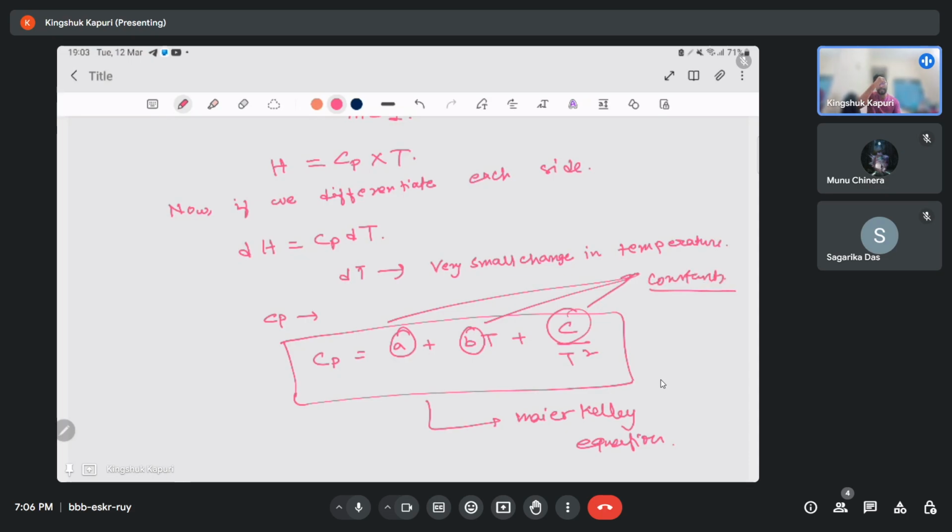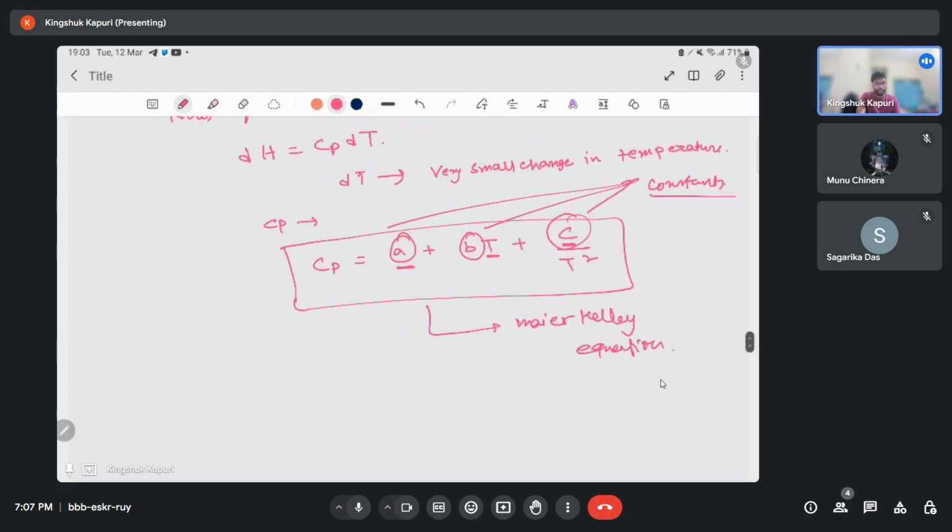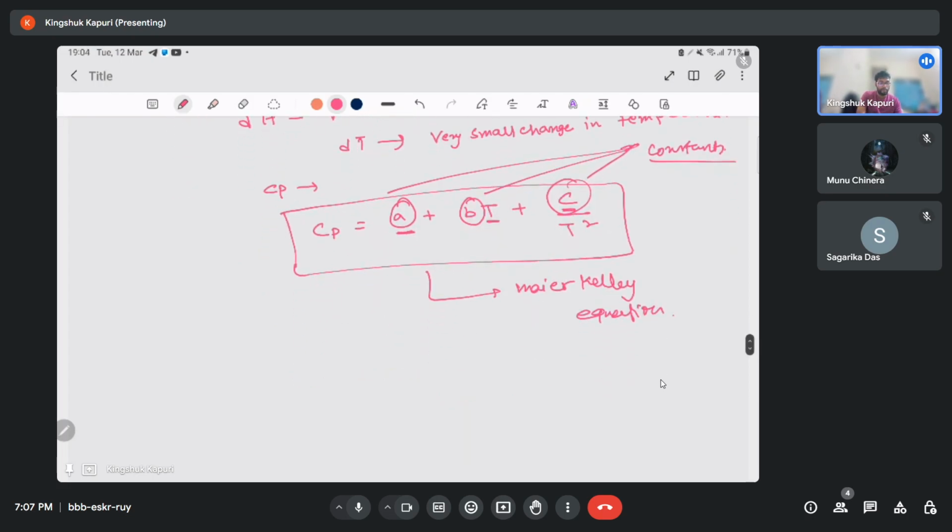If you see the specific heat equation from Mayer-Kelly, with A there is no temperature variable, with B there is a single temperature variable, and with C there is a temperature variable of 1 by T square. So it is a very simple equation given by Mayer-Kelly. Now we can incorporate this in the second law of thermodynamics. We already know from the previous equation that dq equals Cp into dT.